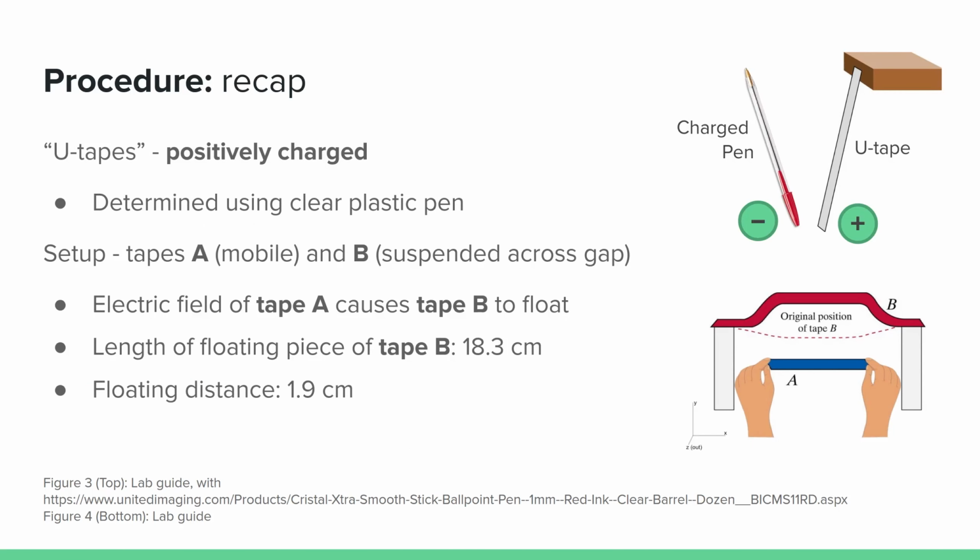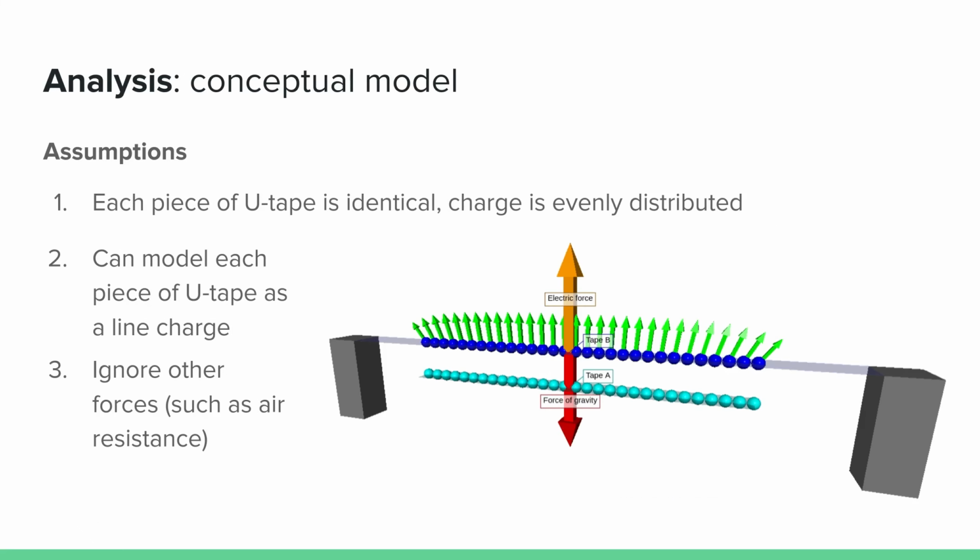To review the procedure of the previous lab, which this lab is an extension to, I first determined the charge of specially prepared pieces of clear tape to be positive via an object, namely a clear plastic pen, with a known charge. Then I set up two pieces of tape, A and B, and suspended tape B across a distance. Afterwards, I slowly moved tape A underneath tape B until I observed tape B beginning to float. This is due to both pieces of tape having a positive charge, and since like charges repel, the electric force by tape A on tape B causes tape B to float. During this, I also noted the length of the floating piece of tape B and the distance at which they began to float.